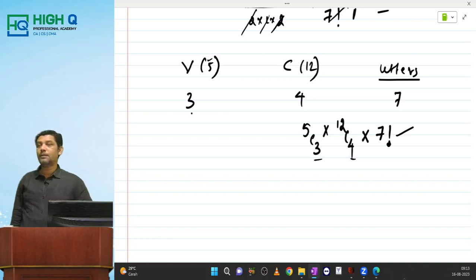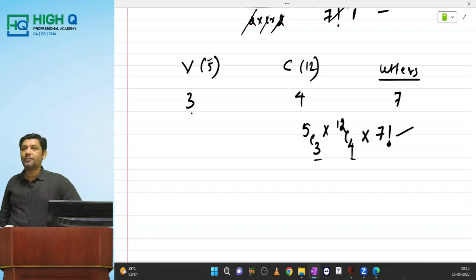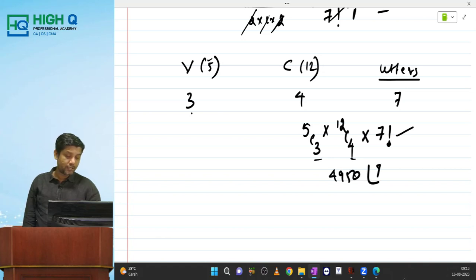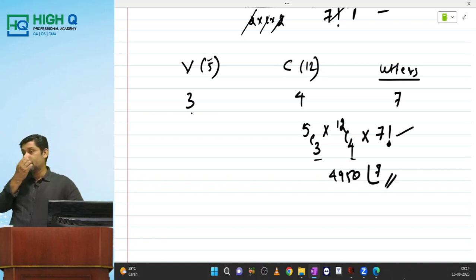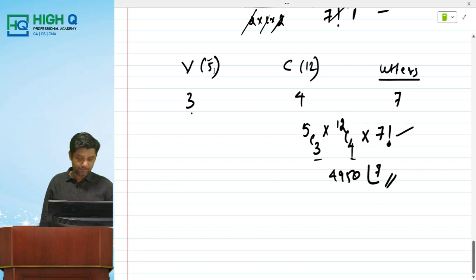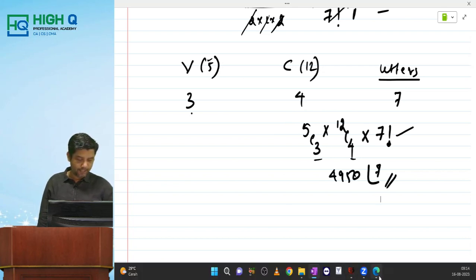What is 12C4? 12 into 11 into 10 divided by 3 into 2 into 1, 220. Actually, 12C4 is 495. I calculated 12C3 before. 12C4 is 12 into 11 into 10 into 9 divided by 4 into 3 into 2 into 1. 4 3s are 12, get cancelled, and 2 4s are 8. Correct. 495 into 10, 4950, into 7 factorial. You got it, my dear?